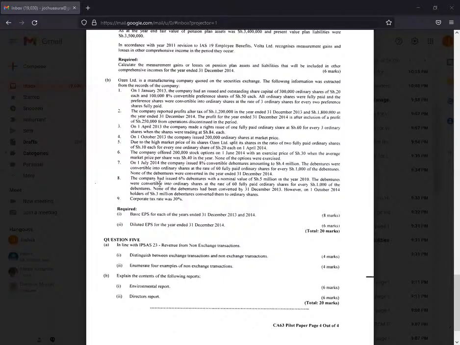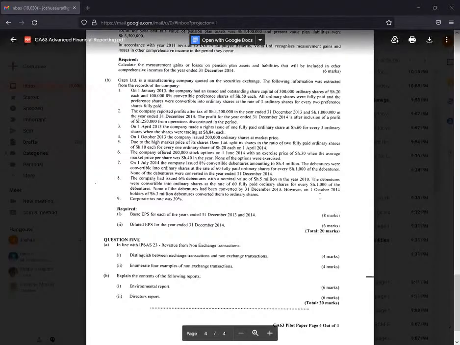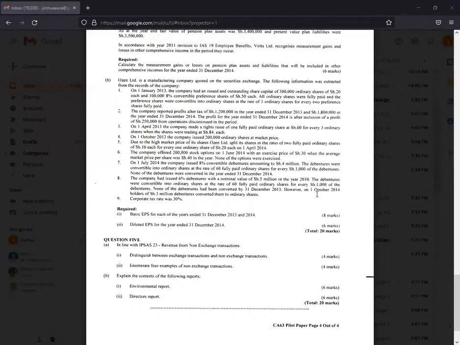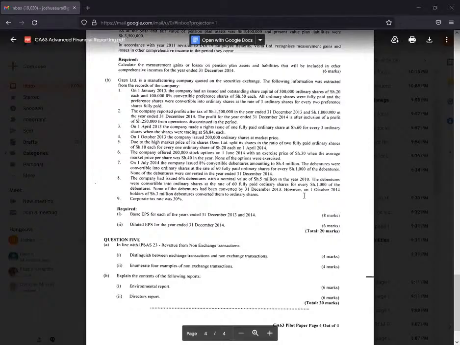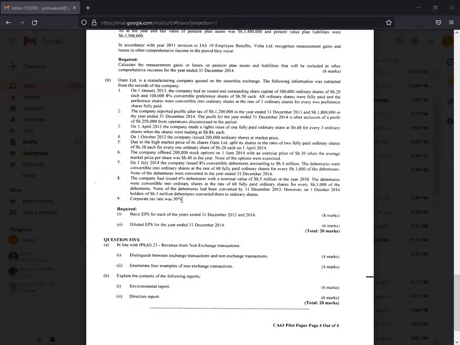We are told the company had issued 6% debentures with a nominal value of 5 million in the year 2014. The debentures were convertible into ordinary shares at the rate of 60 fully paid ordinary shares for every 1,000 of the debentures. None of the debentures had been converted by 31st December 2013. However, on 1st October 2014, holders of shillings 3 million debentures converted them into ordinary shares. So I have to be careful, which will affect my one-offs, because some debentures were converted to ordinary shares. Corporate tax rate is 30%.